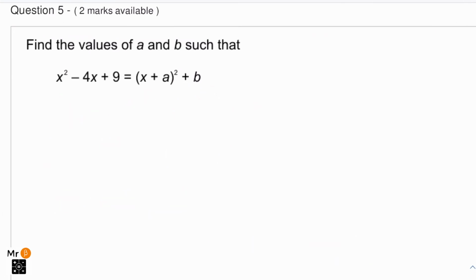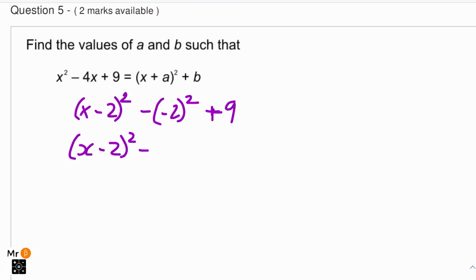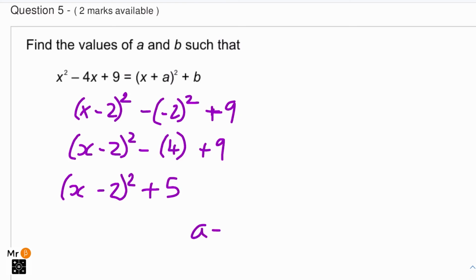Our fifth question, again, very similar. Once you've done this a few times, you'll get used to it. So we halve the number in front of the x, we minus that number squared, and we drag down our positive 9. We square. Just be careful when you square a negative number, it becomes positive. And then we collect together our terms. Negative 4 plus 9 is positive 5. So therefore a is negative 2 and b is 5. Again, just be careful with how they present the answer.